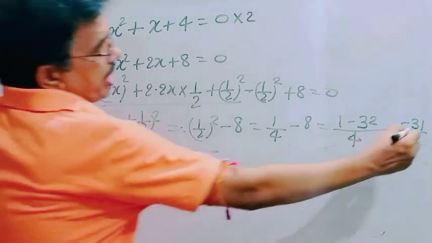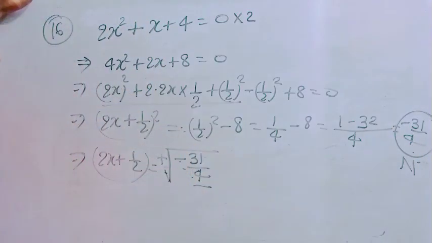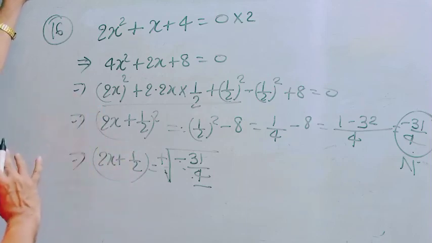Here the value of minus 31 by 4 is negative, and the root of the negative we cannot find. So you write here that there do not exist any roots of the equation. So now student, you solve the remaining problem.